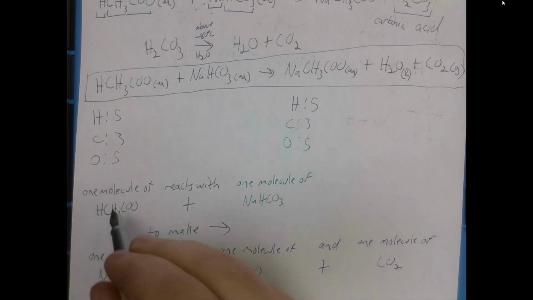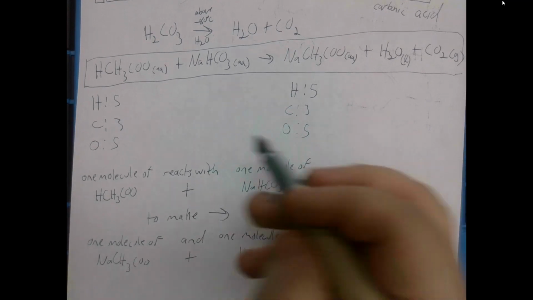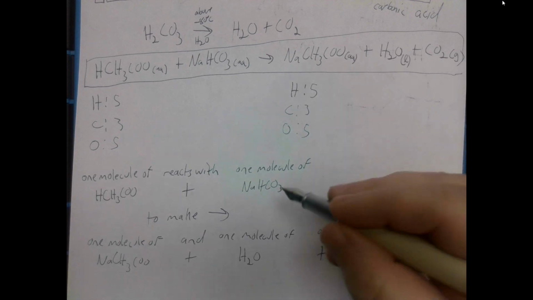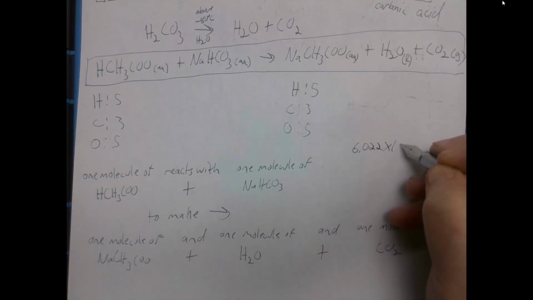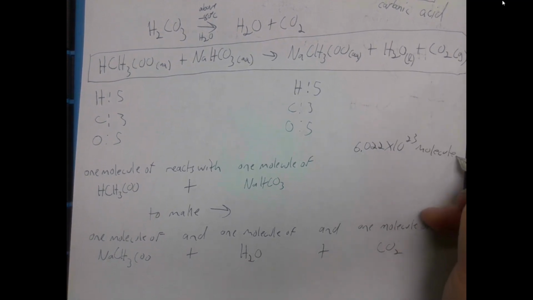So one molecule of this reacts with one molecule of that to make one molecule of this, this, and this. That is what this equation says. So when we react things, do we do it one atom at a time? That's too small of an amount. Why don't we increase the number to 6.022 times 10 to the 23 molecules? That's a better amount to be working with.